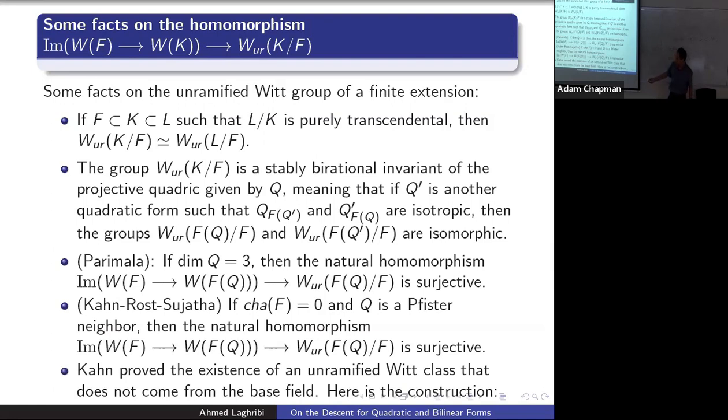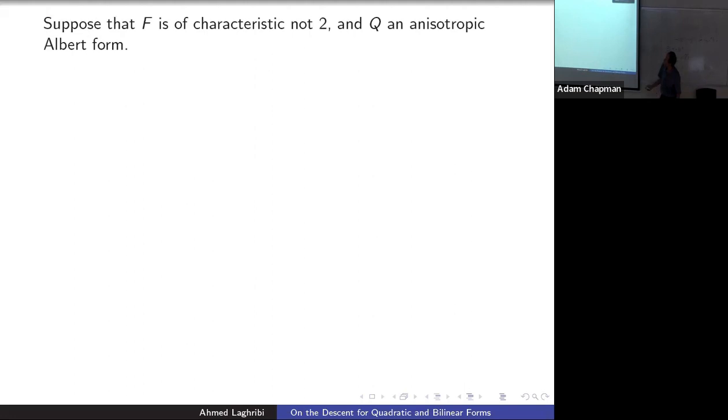And one can prove that there exists an unramified Witt class that does not come from the base field. I will show you how we construct this unramified Witt class that does not come from F. So suppose that F is of characteristic not two. What I will show here in characteristic not two can be extended to characteristic two for non-singular forms. Let Q be an anisotropic Albert form. Many things happen with Albert forms, very special forms.